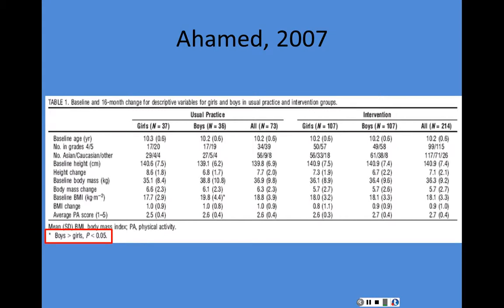So your job now is to look through the table to find where the stars are, or where the star is, to figure out which variables are significantly different between boys and girls. If something is not starred, then that difference is not big enough to be statistically significantly different.